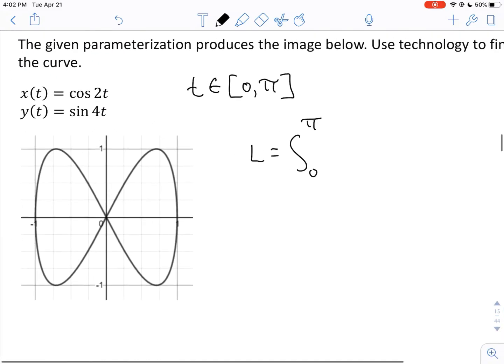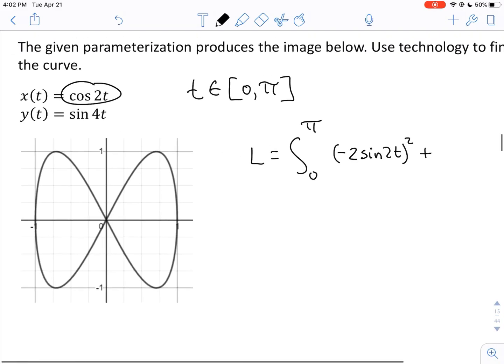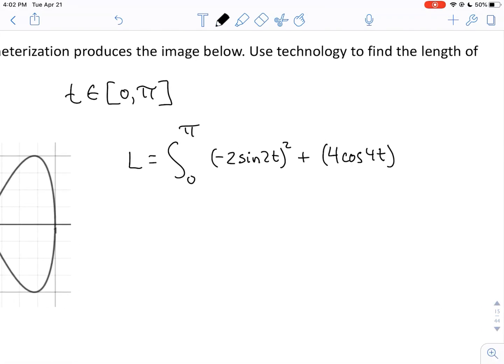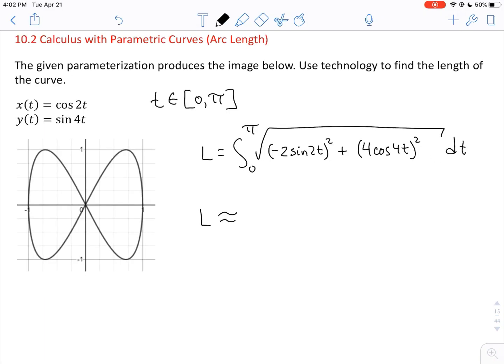The square root of the derivative of x is going to be negative 2 sine 2t, and that's going to be squared, plus, and now let's do the derivative of y. It's going to be 4 cosine 4t, and that's going to be squared. And then we take the square root of all that, and then we do a dt. And when we type this in, we get approximately 9.43 units.